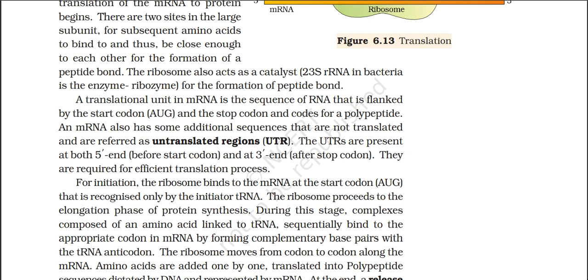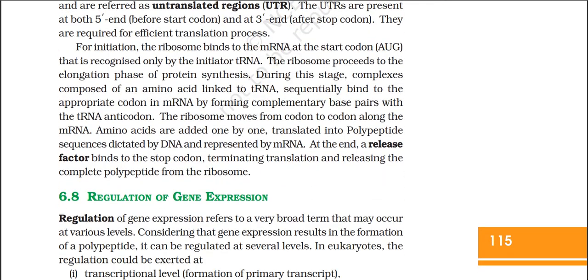For initiation, the ribosome binds to the mRNA at the start codon, AUG, that is recognized only by the initiator tRNA. The ribosome proceeds to the elongation phase of protein synthesis. During this stage, complexes composed of an amino acid linked to tRNA sequentially bind to the appropriate codon in mRNA by forming complementary base pairs with the tRNA anticodon. The ribosome moves from codon to codon along the mRNA. Amino acids are added one by one, translated into polypeptide.